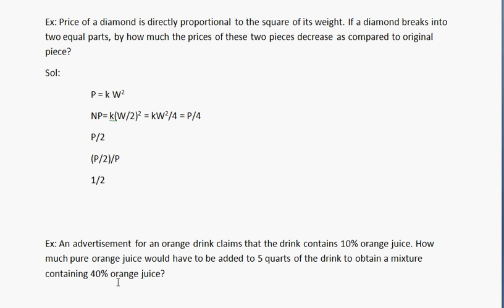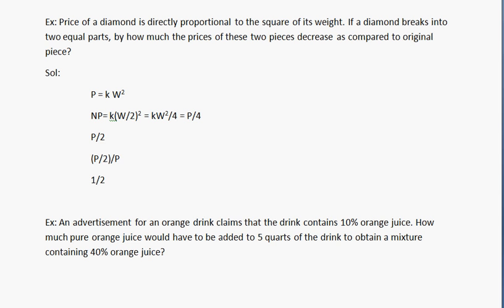Now the last question in ratio and proportion. This question would also come in the mixture chapter or averages and mixture chapter. But nevertheless, let's do the question right now using ratio and proportion. It says an advertisement for an orange juice claims that it contains 10% orange juice. How much pure orange juice must be added to 5 quarts of drink to obtain 40% orange juice? Just take 2 minutes to solve this question, and we'll do it together.